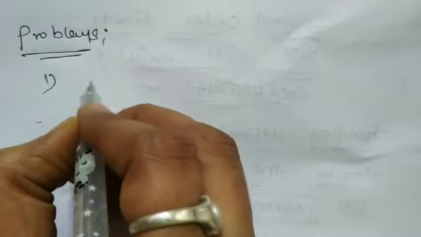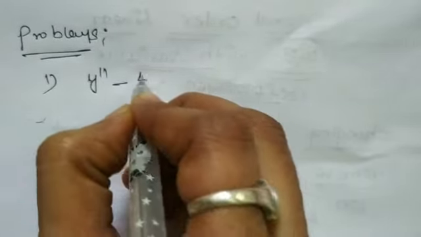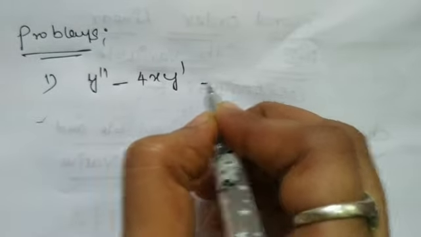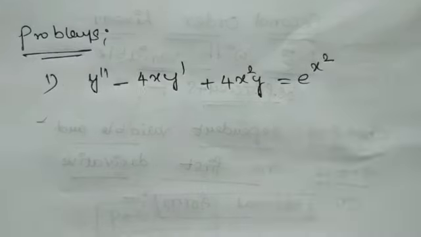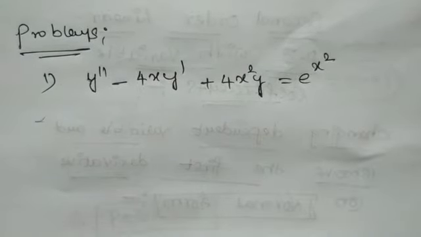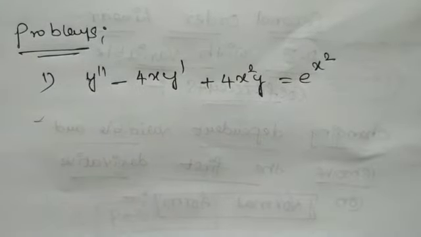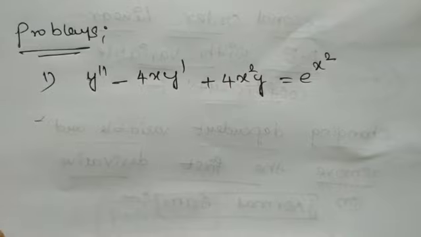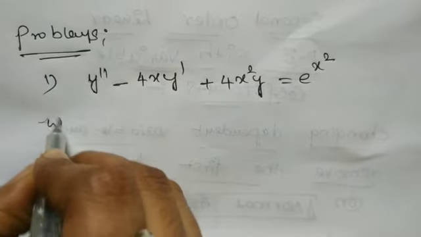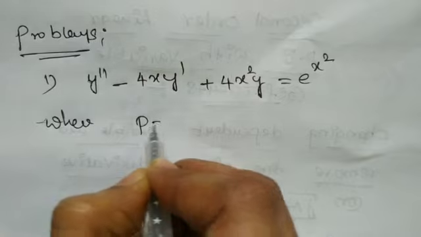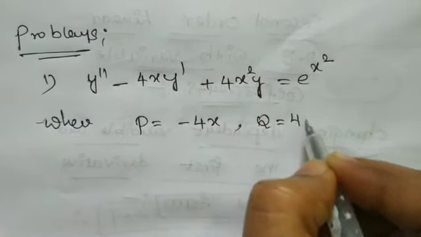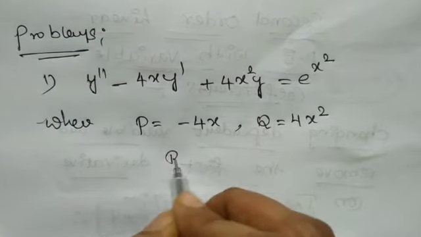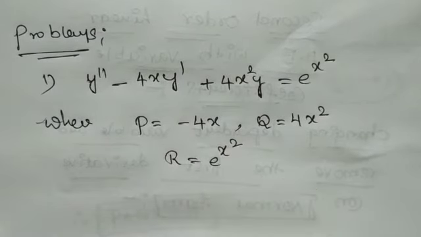First problem: y double dash minus 4x into y dash plus 4x square y equal to e power x square. So this is in the form of a second order linear differential equation. Here p equal to minus 4x, q equal to 4x square, and r equal to e power x square.